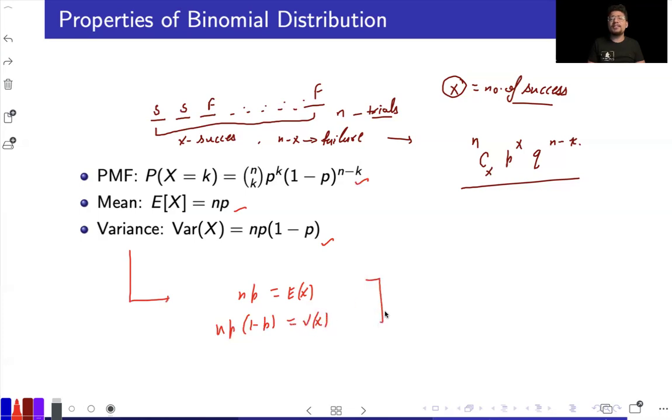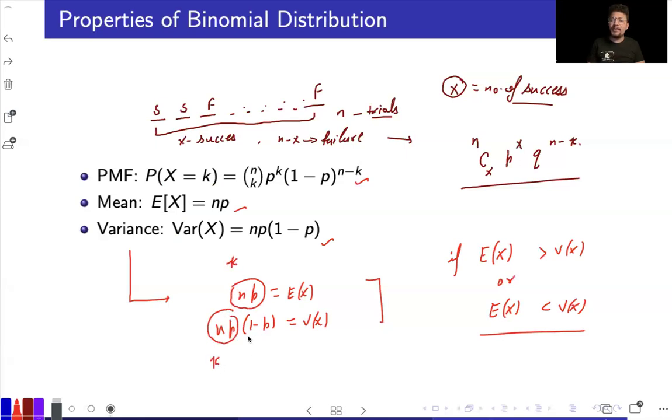Now, simply think: is the expectation of X greater than the variance of X, or is the expectation of X less than the variance of X? Let's quickly go over this one. We can simply observe that this NP comes out to be some number, let's say K. You also have K at this place, and 1 minus P is your probability of failure.